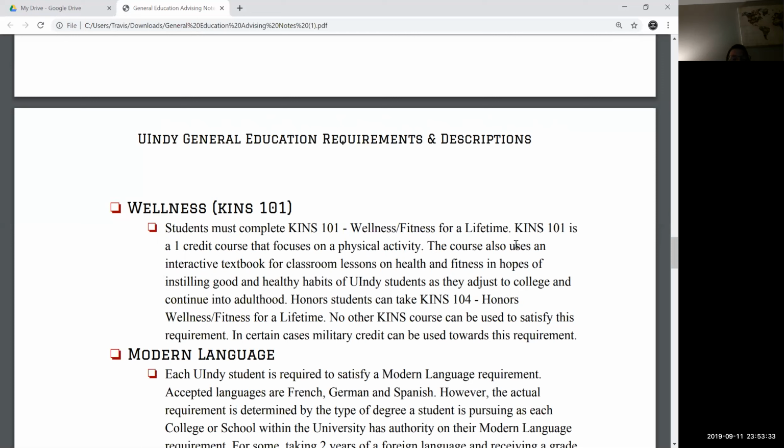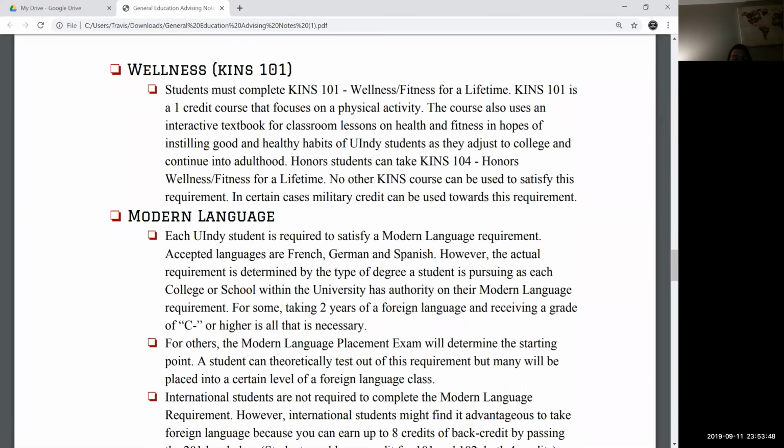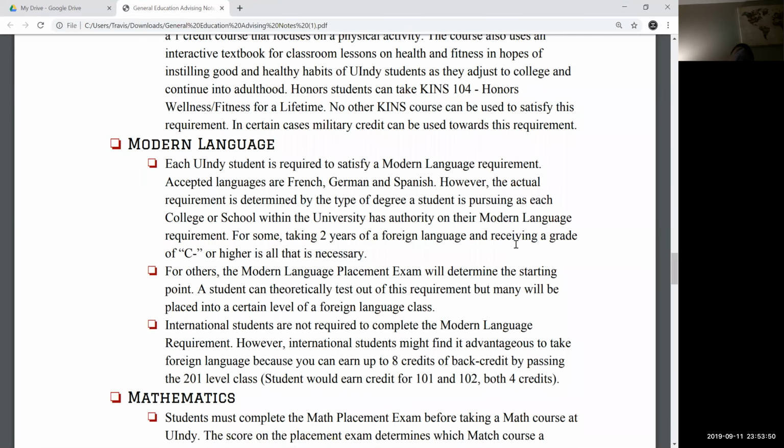It's a 1-credit class. They're all taught pretty much by athletic coaches, and every student has to take one. Very light activity in that class. You will do some stuff out of an e-textbook, so you will do a little bit of that. Modern language is totally up to your major. And once again, if you're an international student and English was not your country's main language, then you are not required to do modern language.